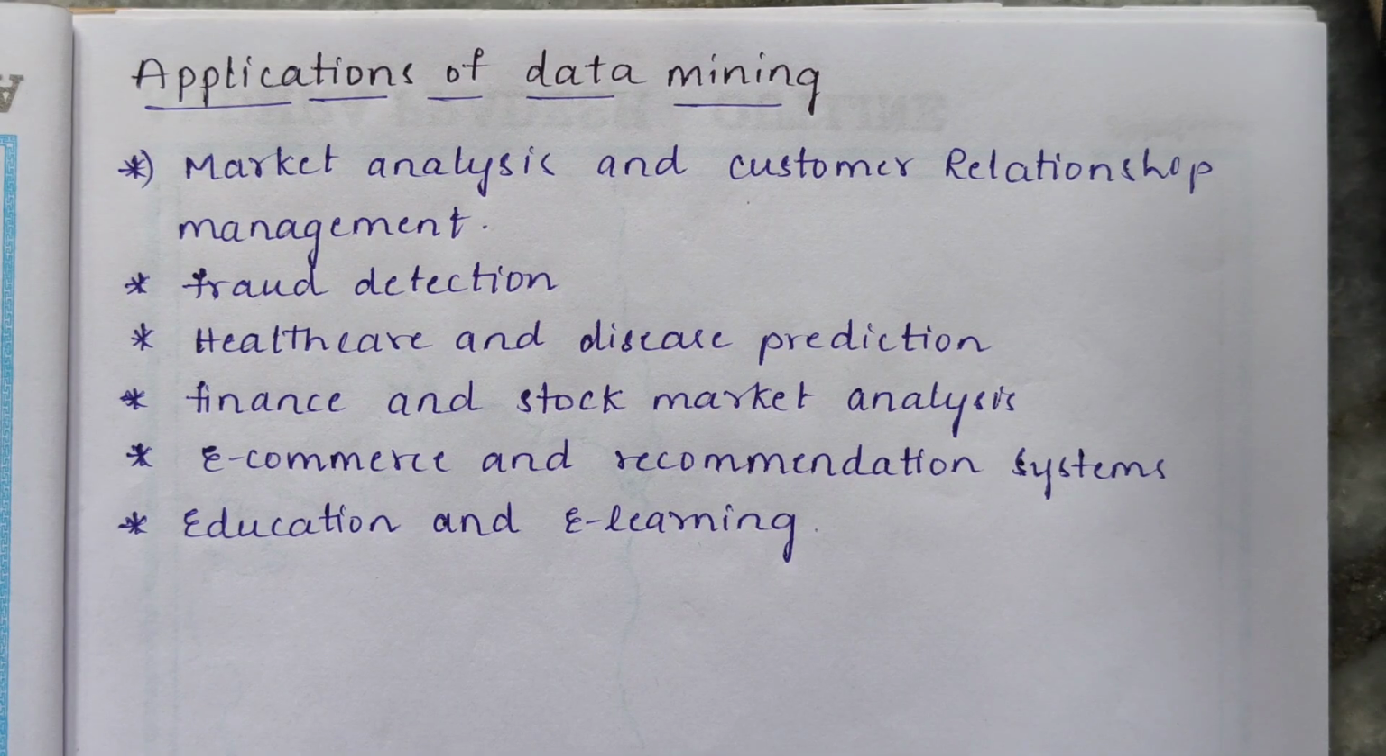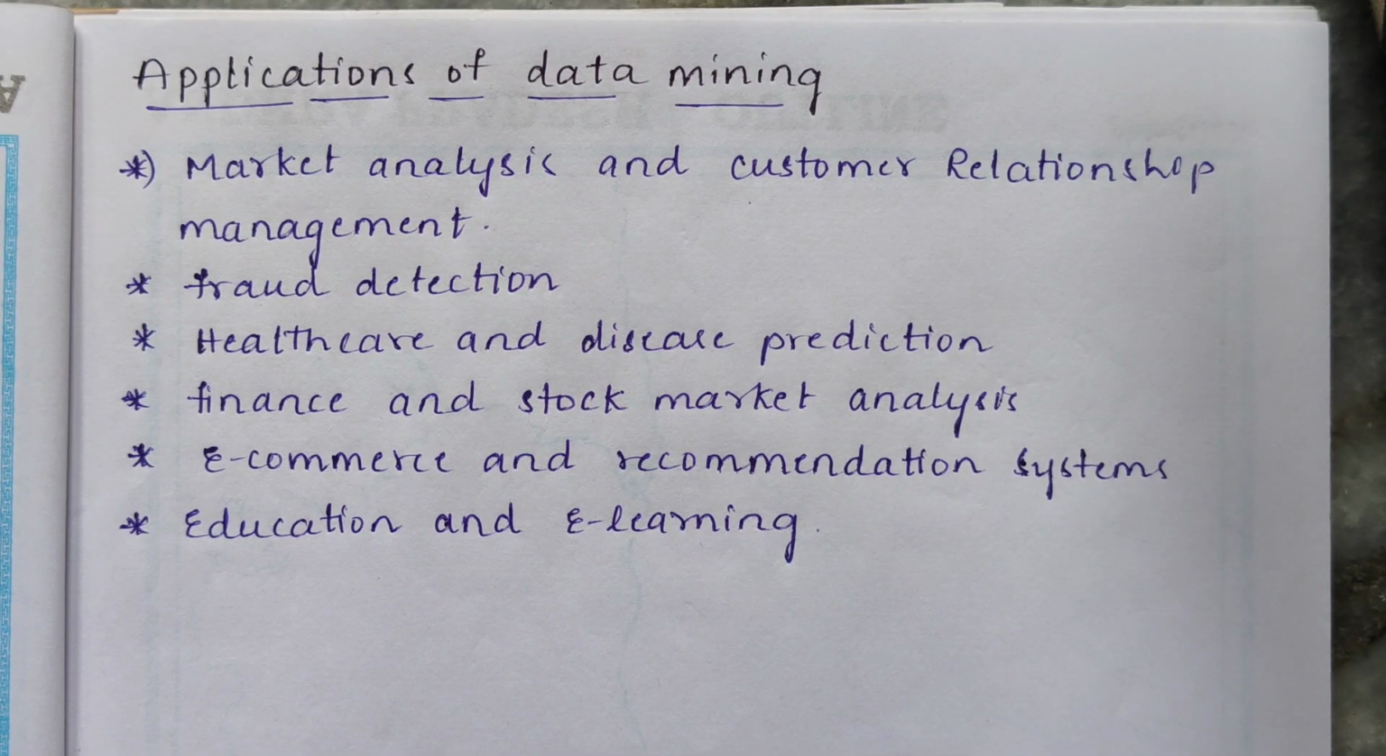And the next one is e-commerce and recommendation systems. Here let us take an example of Netflix. In Netflix we will be watching movies, right? Generally, after completing a movie, we will get that type of movies as recommendations to watch. Which means the system is predicting our behavior using data mining.